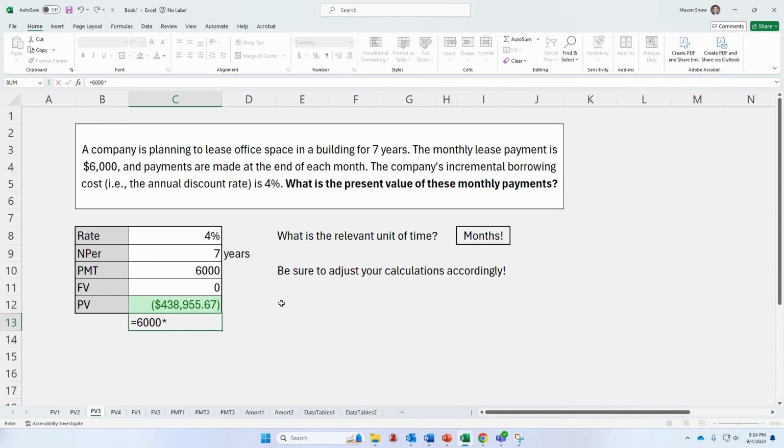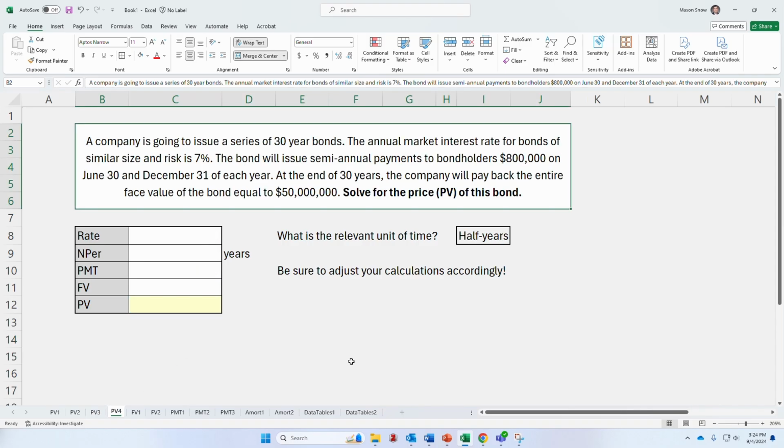$6,000 at the end of each month for 7 years, so multiply that by 7 and 12. So instead of putting $504,000 as a liability on the balance sheet, we'll express this as only $440,000. Let's do our last present value example. This one's the most challenging and it's going to deal with bonds.